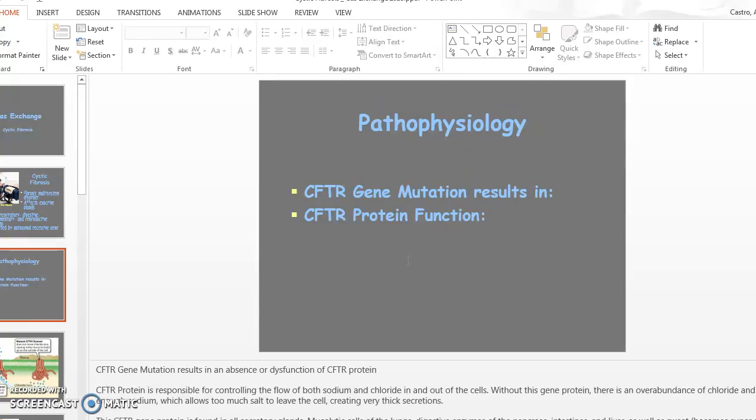So what happens is there's a mutation of the CFTR gene that results in a dysfunction of the CFTR protein, or an absence of the protein altogether. So why do we care about this? Well, this protein is responsible for controlling the flow of sodium and chloride in and out of the cells, specifically chloride. So without this, we get an overabundance of chloride and not enough sodium, or sodium is not able to follow chloride where it needs to go, and so we end up secreting a lot more sodium than we're supposed to, secreting as in getting rid of it.